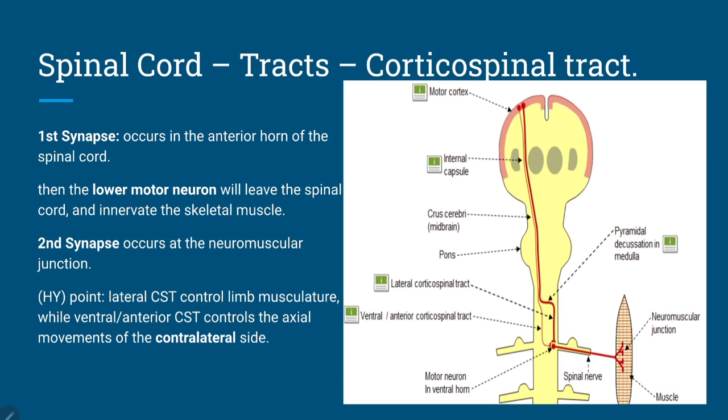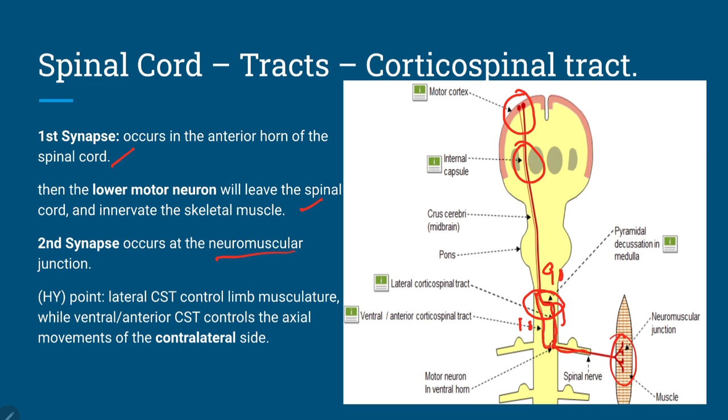So let's understand it through some of the diagrams right here. The first synapse occurs at the anterior horn of the spinal cord. You see this is the upper motor neuron starting from here, passing through the internal capsule, through the midbrain, pons, all the way down. Now that's where the decussation is occurring. 90% go through here, 10% go through there. Decussation like this, the other one comes like this, and then it will descend contralaterally, make another synapse and exit. Then the lower motor neuron will leave the spinal cord and innervate the skeletal muscle. The second synapse occurs at the neuromuscular junction. That's where the second synapse will occur.